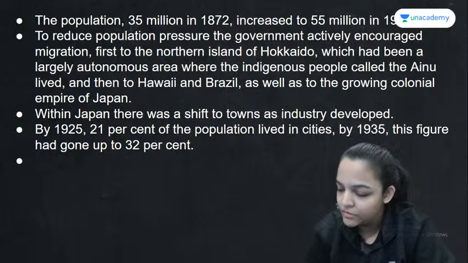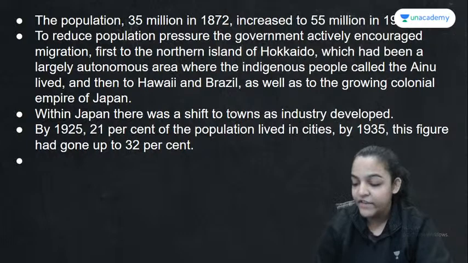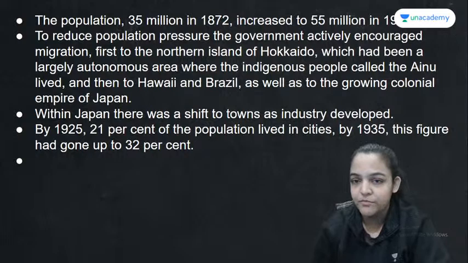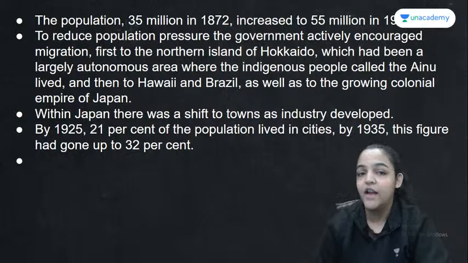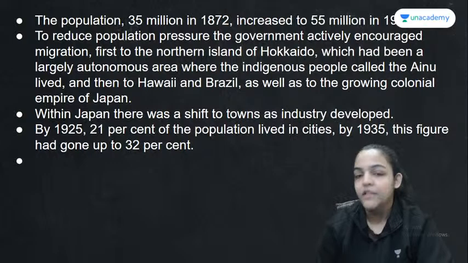Now, because of the growing economy, the population also somewhat increased. It was 35 million in 1872. It went on to 55 million. So the population also started increasing a lot. The government had to take some measures to reduce the population pressure. So, to reduce the population pressure, the government actively encouraged migration. First to the northern islands of Hokkaido, which had been largely autonomous areas, where mostly the Ainu community lived. Then to Brazil and Hawaii, as well as the growing colonial empire of Japan.